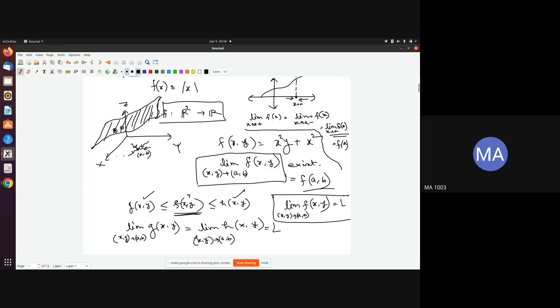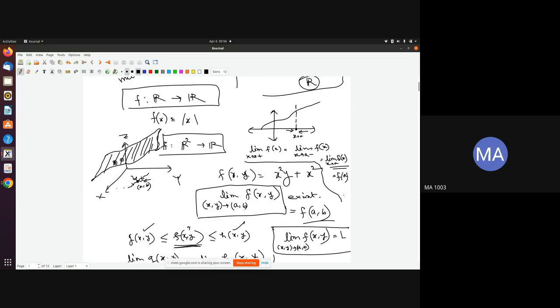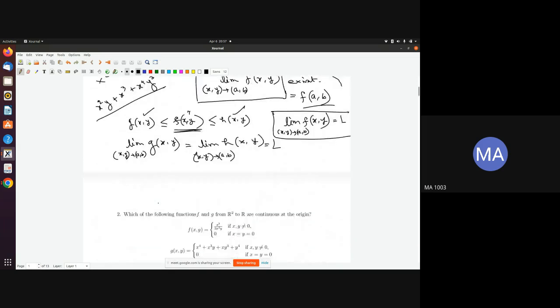And one important thing to remember: whenever I have this type of function, the polynomial type of function, nothing rational, just x square y, x cube plus x4 y, y cube, whatever, all the powers of x and y are positive. If I have this type of function, then the limit will always exist at every point for a polynomial function, and they will be continuous also.